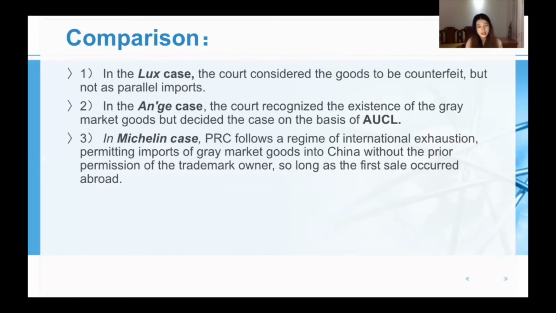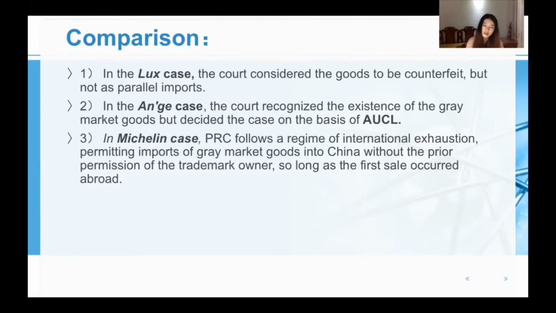In the Lux case discussed above, the court considered the goods to be counterfeit but not as parallel importation. In the Angle case, the court recognized the existence of the grey market goods but decided the case on the basis of the AUCL. Although the Michelin court refused to allow the entry of the grey market goods, a number of commenters have argued that Michelin provides a roadmap for the successful importation of grey market goods into China. If the importer in Michelin had obtained the 3C certification, the court would have allowed the tire dealers to import the grey market goods without the prior authorization of the trademark owner.